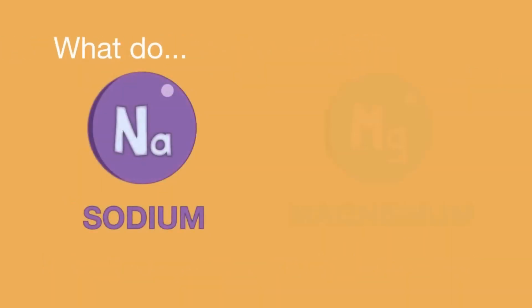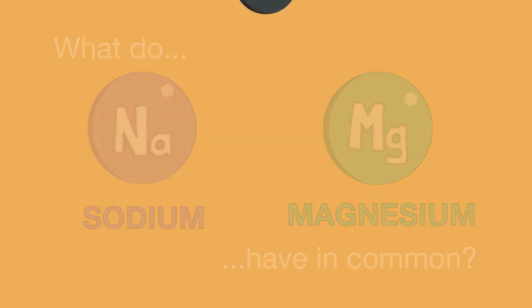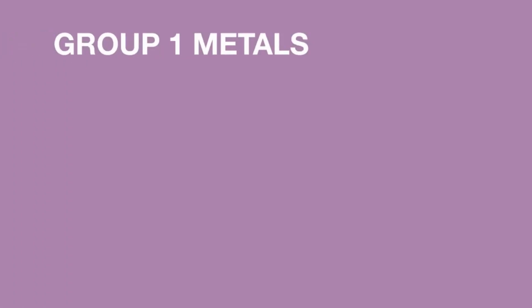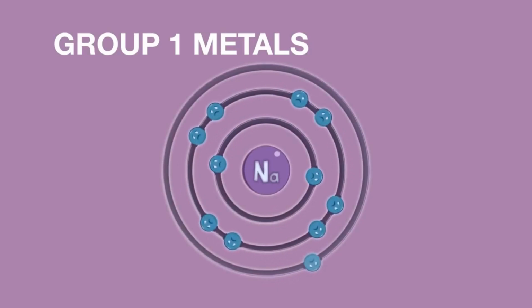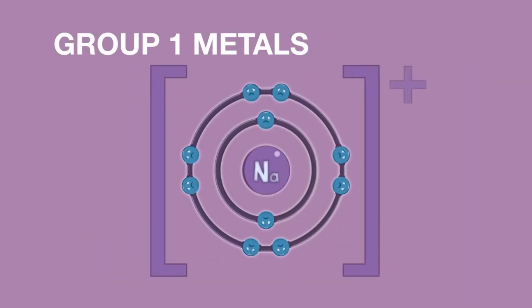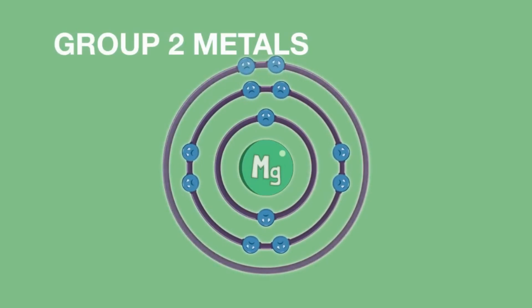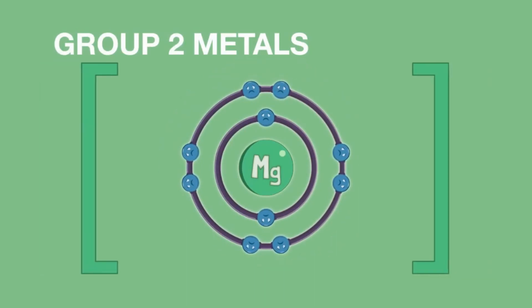What do sodium and magnesium have in common? They are both metals, and metals lose their valence electrons to form cations. Group 1 metals, such as sodium, have 1 valence electron, and they lose this electron to form ions with a +1 charge. Group 2 metals, such as magnesium, have 2 valence electrons, and they lose these electrons to form ions with a 2+ charge.